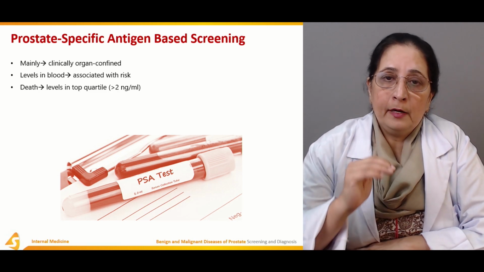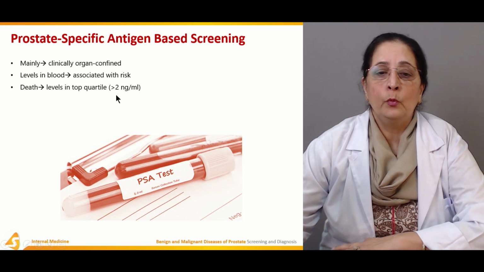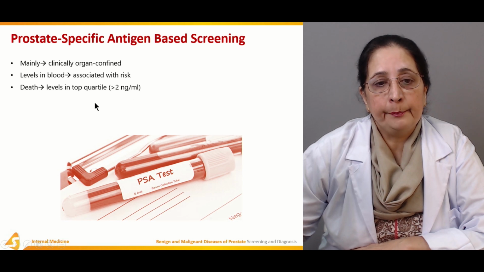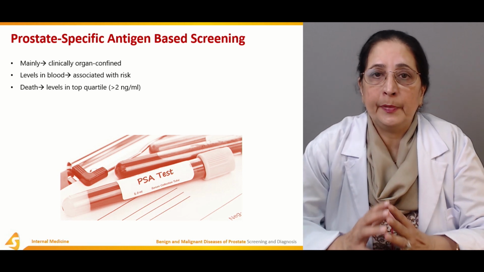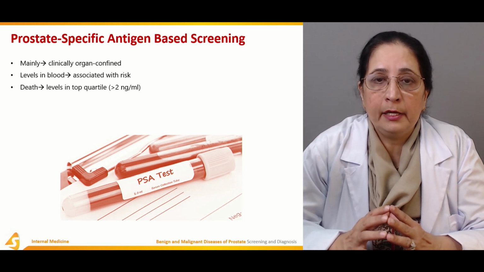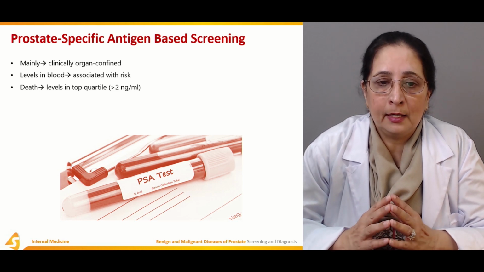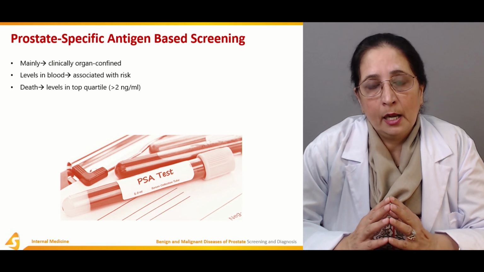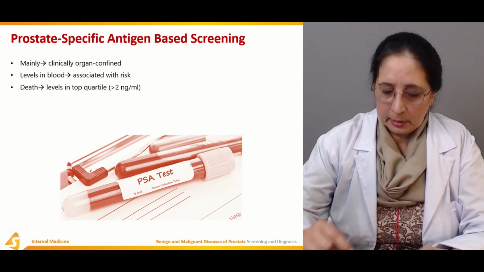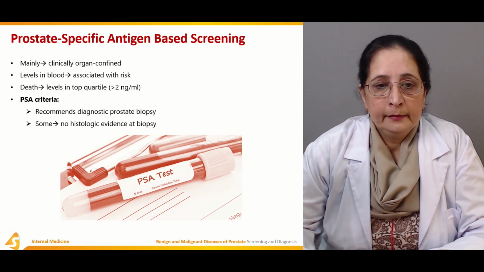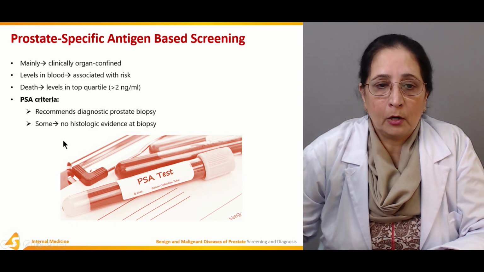Especially if the level of prostate-specific antigen rises above 2 nanogram per ml, the patient might die of the prostate cancer. So prostate-specific antigen levels are very, very important. More than 2 nanogram per ml is a very poor prognostic factor and leads to death. The criteria recommend a diagnostic prostate biopsy.